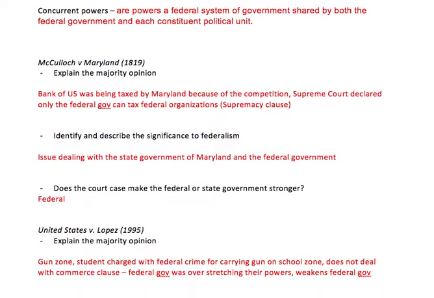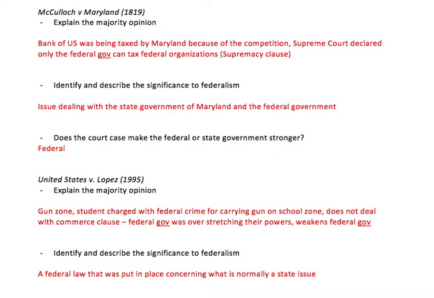Now looking at a couple court cases when we're dealing with federalism. In McCulloch versus Maryland, the Bank of the United States is being taxed by Maryland because of competition. The Supreme Court declared only the federal government can tax a federal organization, so they used the supremacy clause of the Constitution there, strengthening the national government.